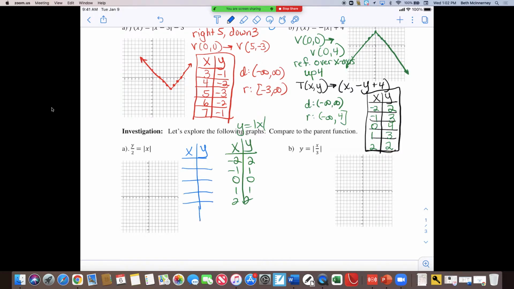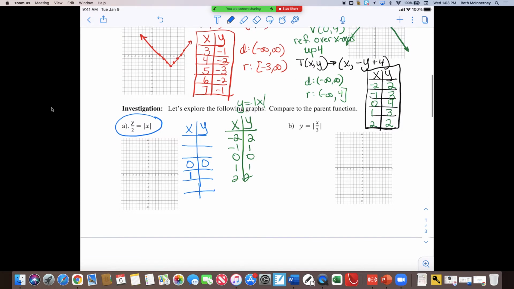Do you see that there's no left-right on this one? Okay, there's no left-right. So let's plug in 0, and I'm plugging it into this equation, y over 2 equals the absolute value of x. If I plug in 0, what's y? If x is 0, what's y? 0, okay.